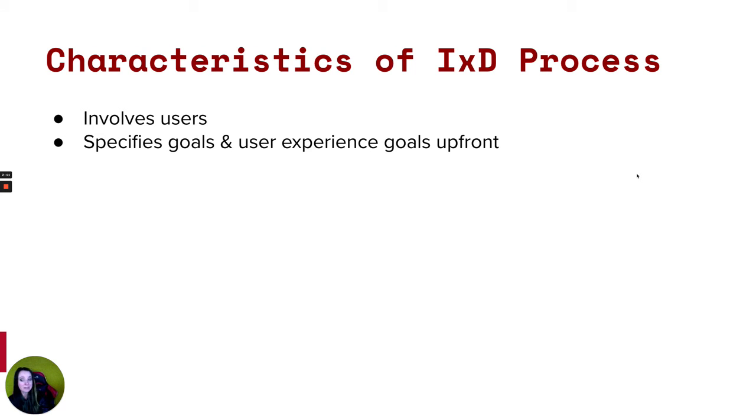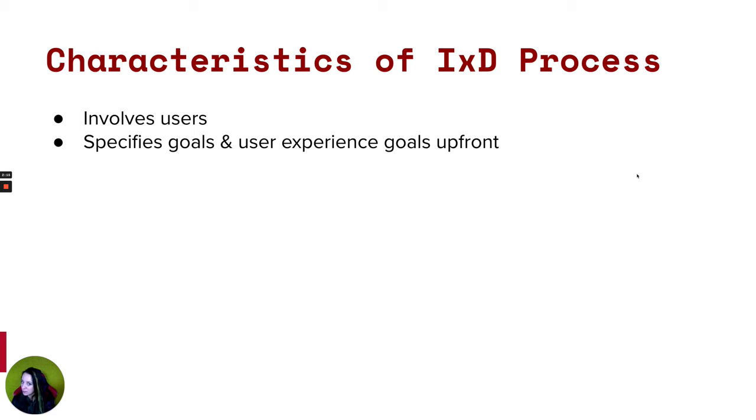And there's a few characteristics of the process. It involves users, right? So we're figuring out what users need, and then we are coming up with ideas and then actually trying those ideas with users. It specifies the goals and the user experience goals up front.